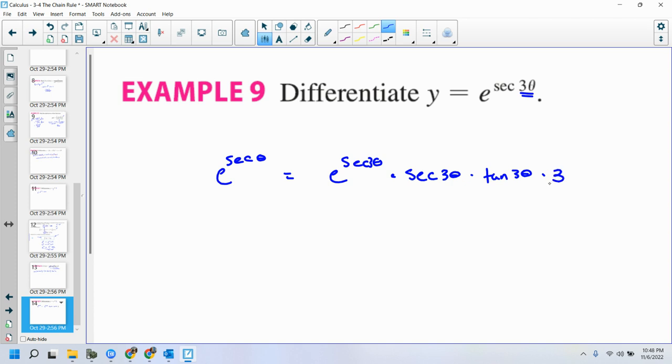So sometimes we forget about that numerical value on the inside that you have to multiply back onto it because it's actually a chain rule. You got to watch out for that. So all said and done, this is 3 times e to the secant 3 theta times secant 3 theta times tangent 3 theta.